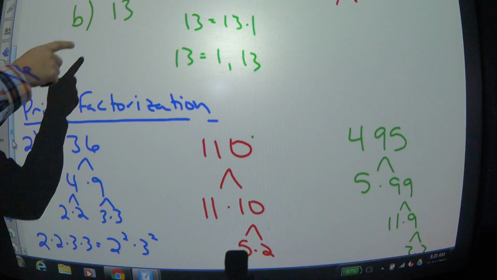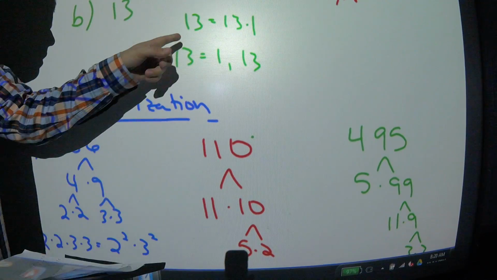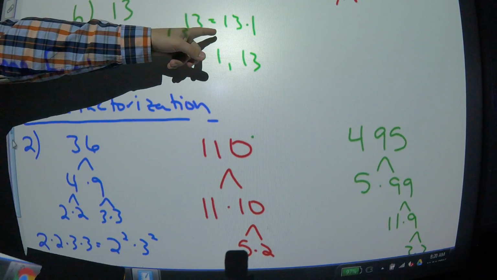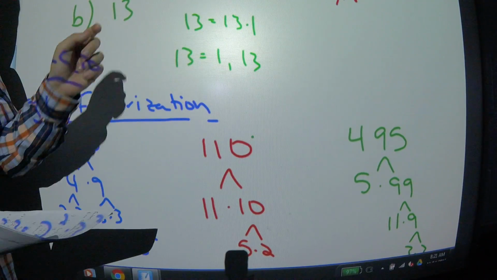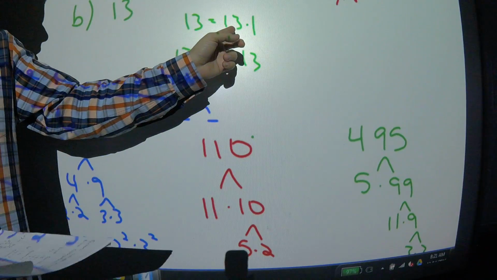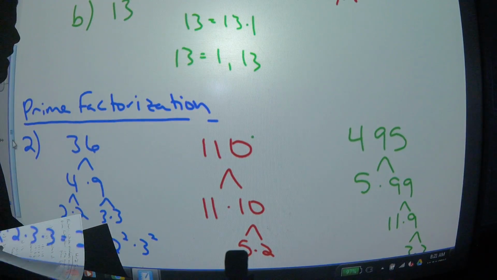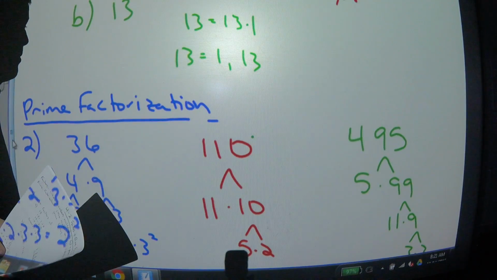Letter B, 13. Well, we know 13 times 1 gives me 13. So these are the only factors because 13 is a prime number. Remember that anytime you have itself and 1 as the only factors, then it must be a prime number.